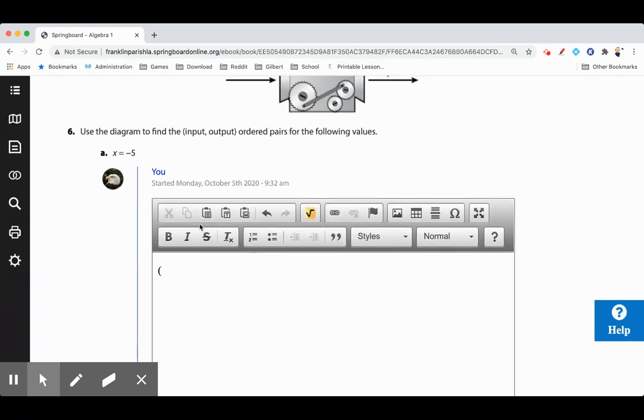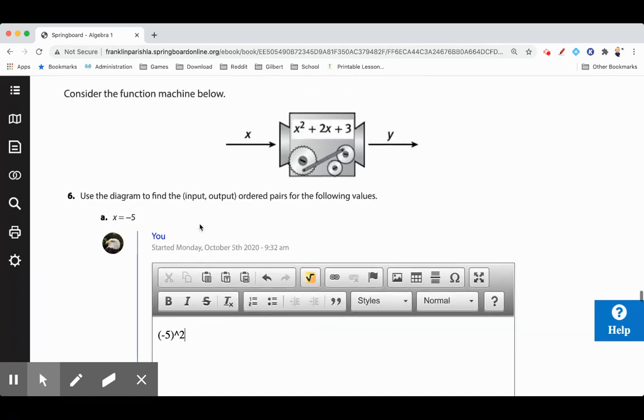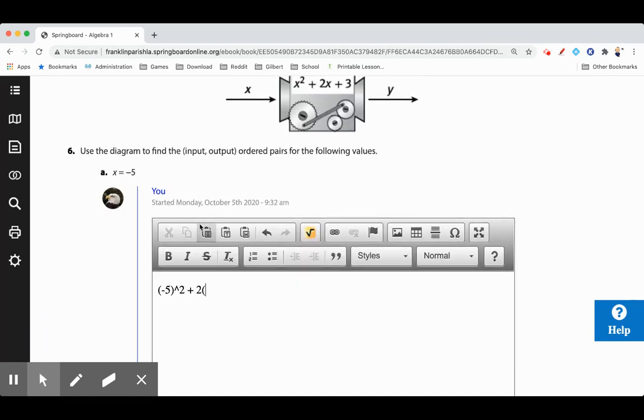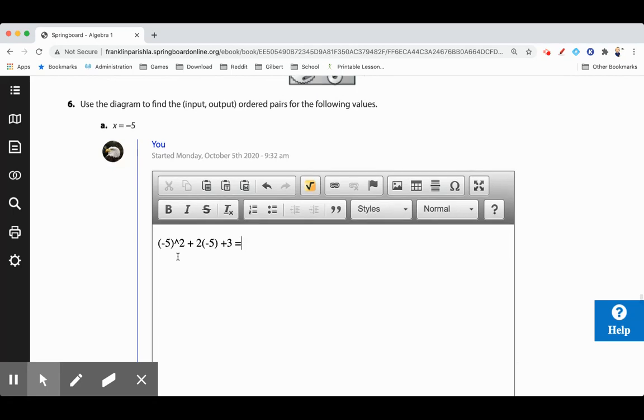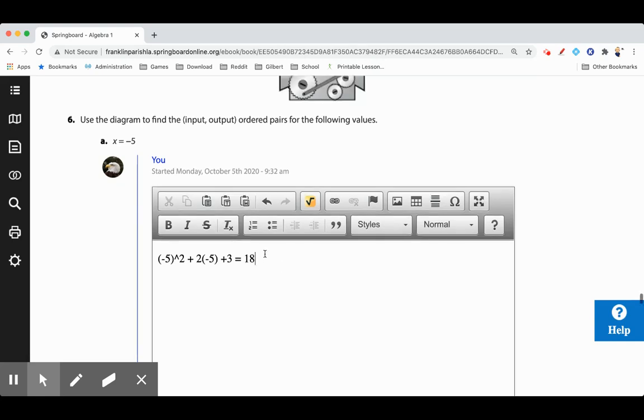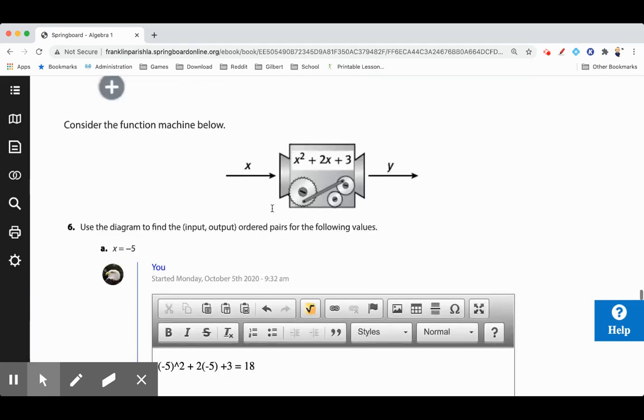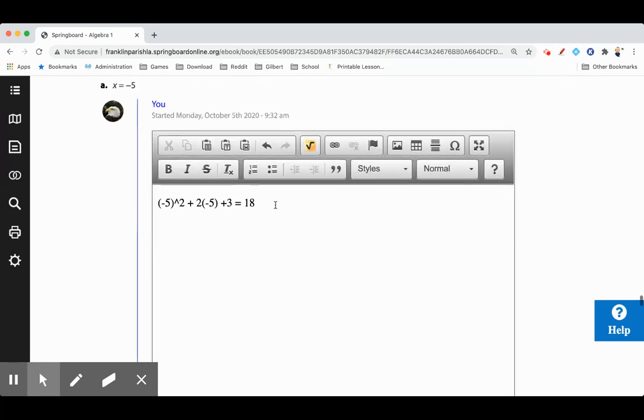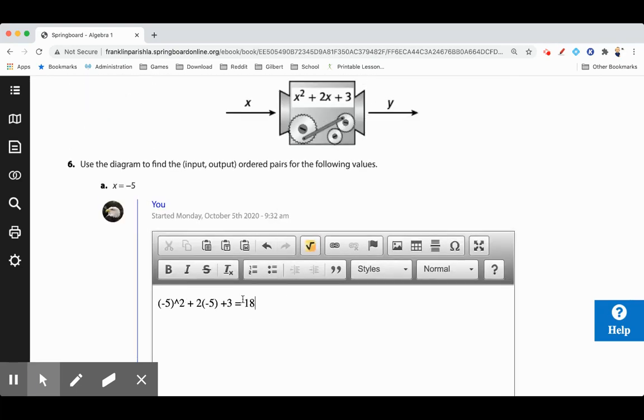And so it's going to be -5 raised to the second power plus 2 times -5 plus 3. Well, -5 squared is 25 plus 2 times -5 is -10. 25 plus -10 is 15. 15 plus 3 is 18. That's all there is to it on these function machines. Input, see what we get out.